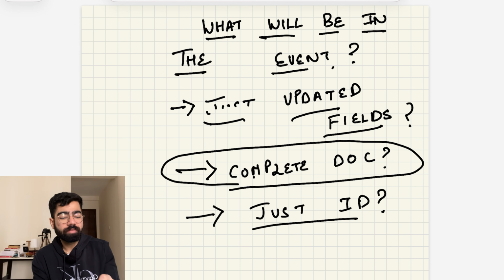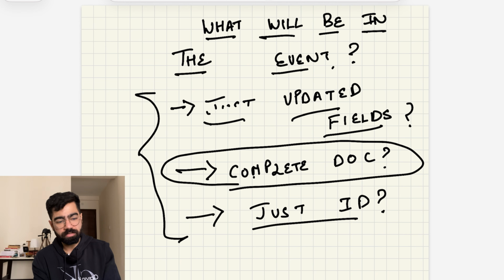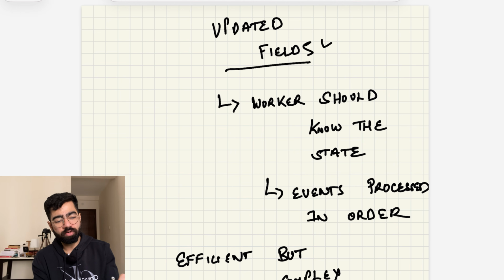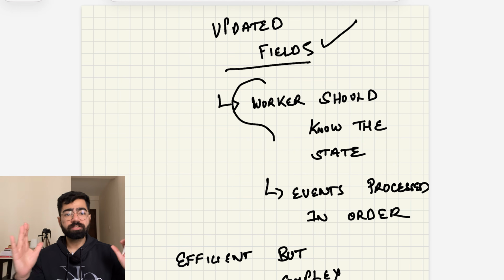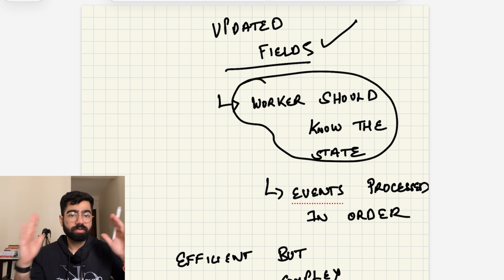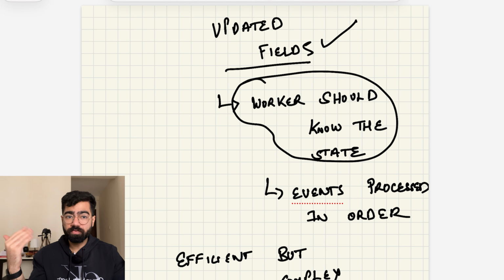Now all these three approaches are used by some people. Each of these has different pros and cons. We'll discuss these. So let's say you just go with the updated fields. So in this, your worker should know the state. It should know that this update is in order. You cannot process events out of order. All your events should be in order. Now how do you maintain order? You can either use a first in first out queue, a FIFO queue.